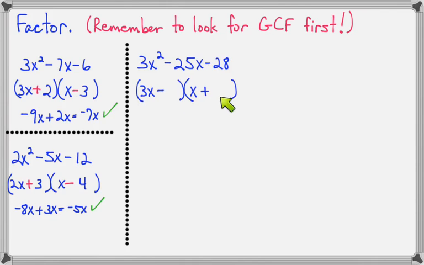Last times last needs to be 28. My first thought is 7 times 4, but it could also be 2 times 14, or 1 times 28. Let's see what happens with 7 times 4. Alright, if I try outer times outer, I get 21x minus 4x, but that's 17x. That's not what we wanted.